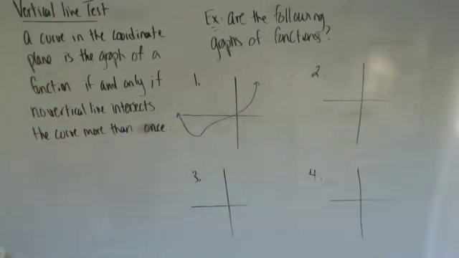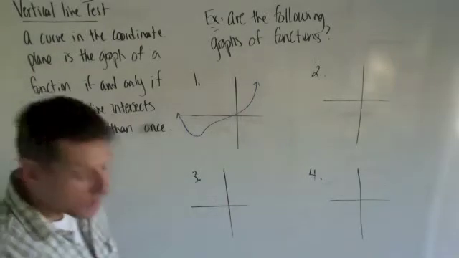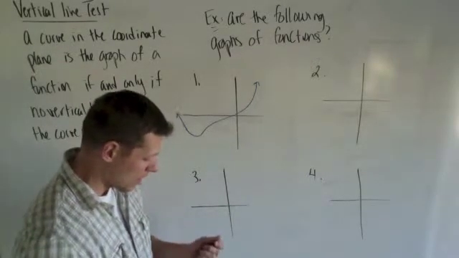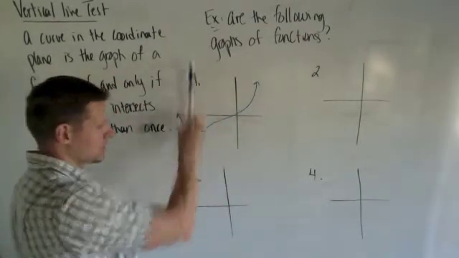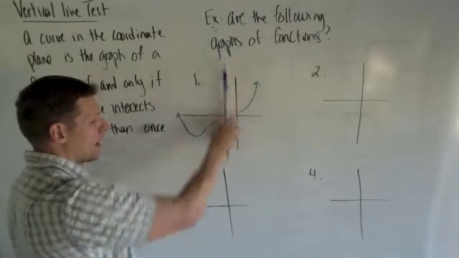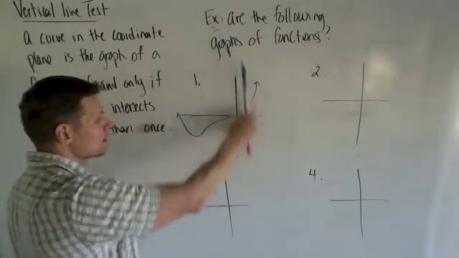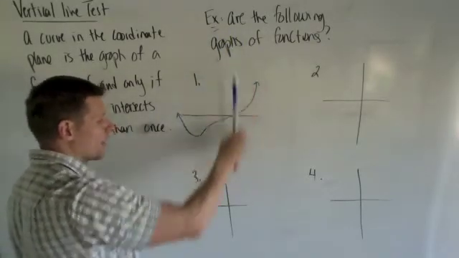Well, what does the vertical line test say? It says a curve in the coordinate plane is the graph of a function if and only if no vertical line intersects the curve more than once. So what we can do is simply just do this. Draw a bunch of infinite vertical lines. And ask yourself, how many times does each one of these vertical lines touch the graph?